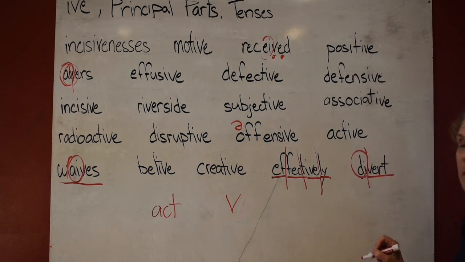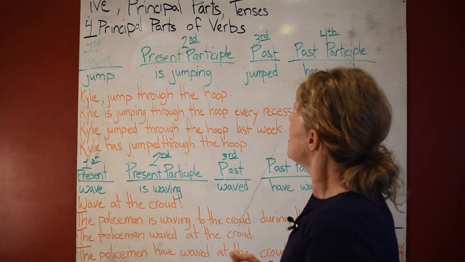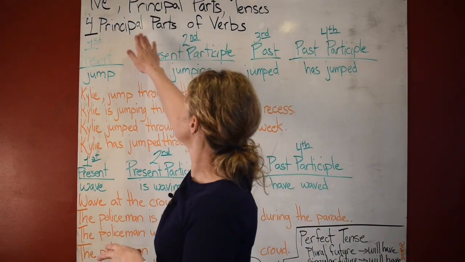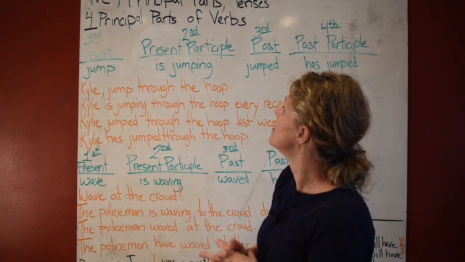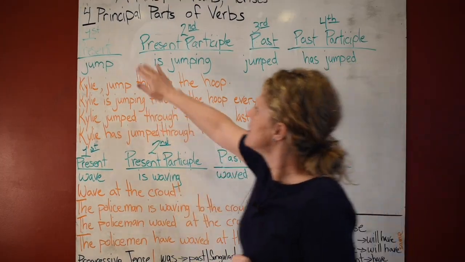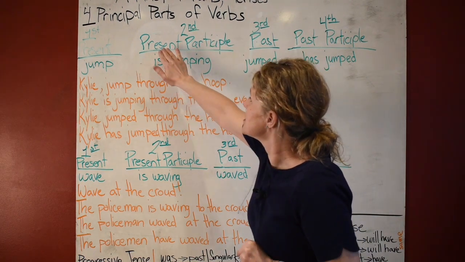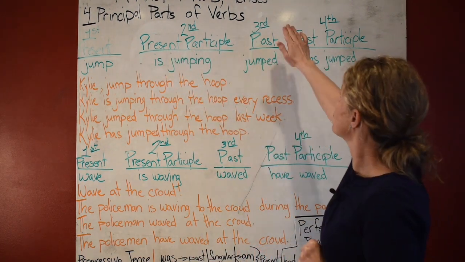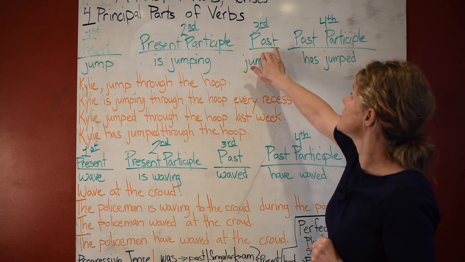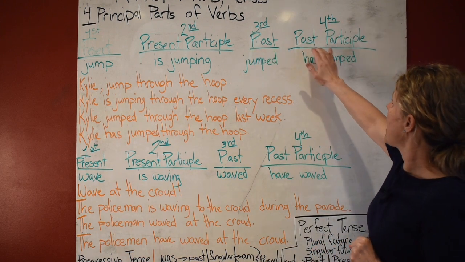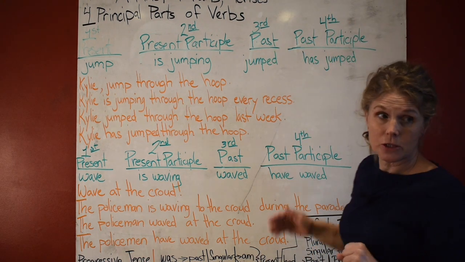Divert. It is not part of it. So the four principal parts of a verb. That's what we're going to talk about here. First, present. Second is present participle. Third is past. And fourth is past participle. Do you guys get that?